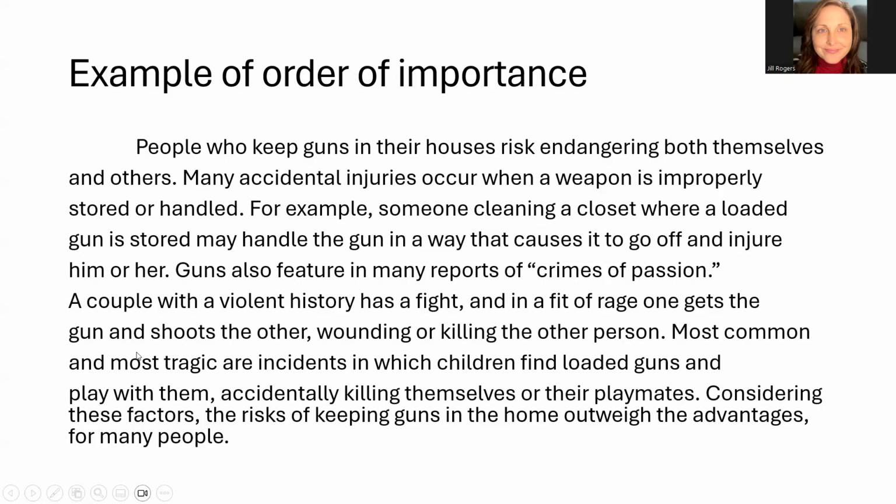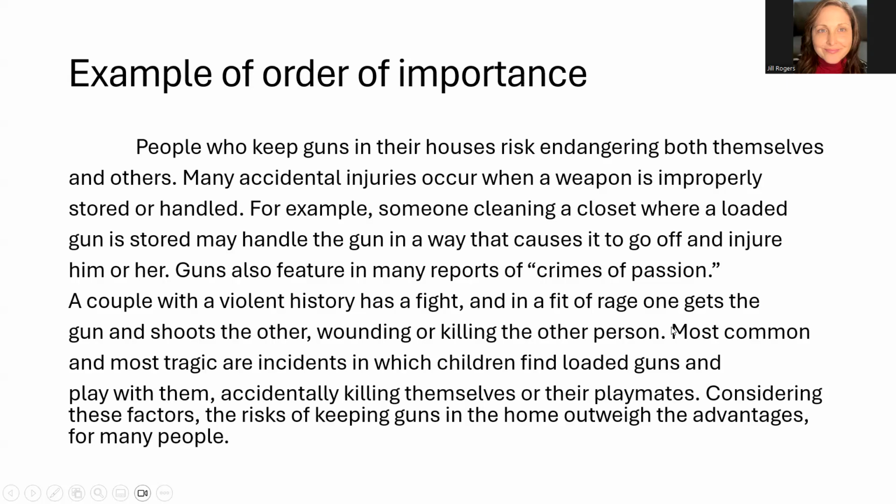Most common and the most tragic incidences are those in which children find loaded guns, play with them, accidentally killing themselves or their playmates. Considering these factors, the risk of keeping guns in the home outweighs the advantages for many people. Okay, so we see here that it's the last thing you see, the most common and most tragic.